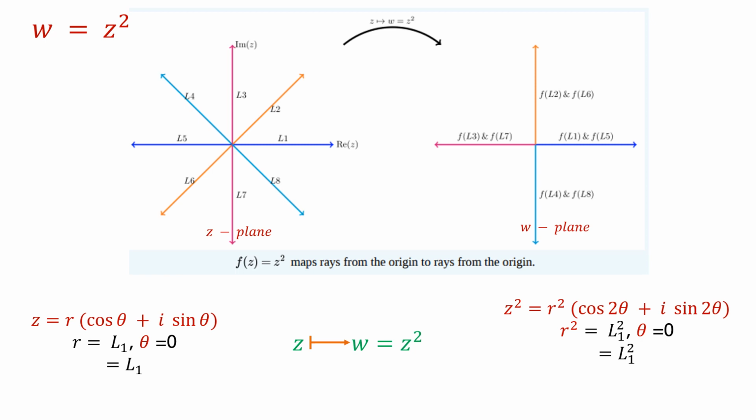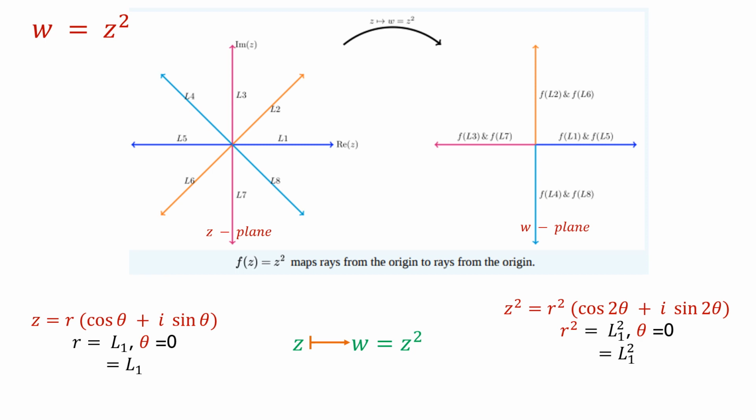Now let us consider another example where we have w is equal to z square. That means z is mapped to z square. So we have shown in this figure two planes, z plane and w plane. In the z plane, we have shown the rays starting from the origin as L1, L2, L3, L4, L5, L6, L7 and L8 in different quadrants. So these rays originating in the z plane from the origin are mapped to the rays from the origin in the w plane as f of L1, f of L2 and so on and so forth.